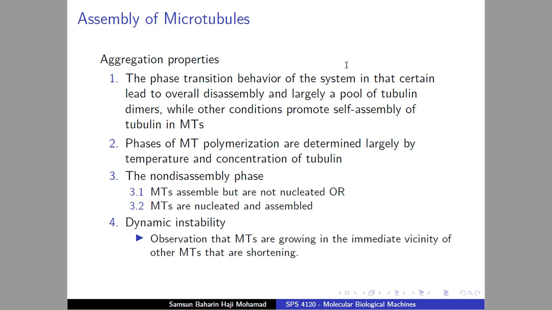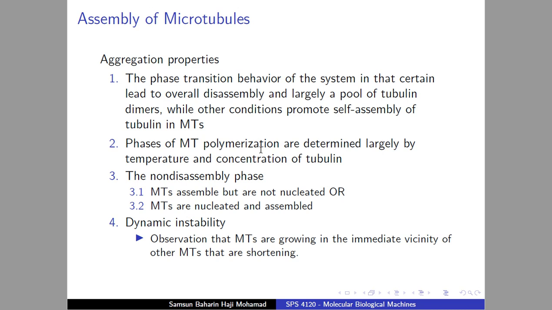Okay, so the phase transition behavior of the system under certain conditions leads to overall disassembly and a large pool of free tubulin dimer, while other conditions promote self-assembly of tubulin into microtubule. So in the solvent, or in our body, we have free tubulin and tubulin that has already associated and become microtubule. The phase of microtubule polymerization is determined largely by temperature and concentration of the tubulin. If we increase to a suitable temperature, we get fast production of microtubule, and if we increase the concentration of tubulin, it is much faster for tubulin to form the microtubule.